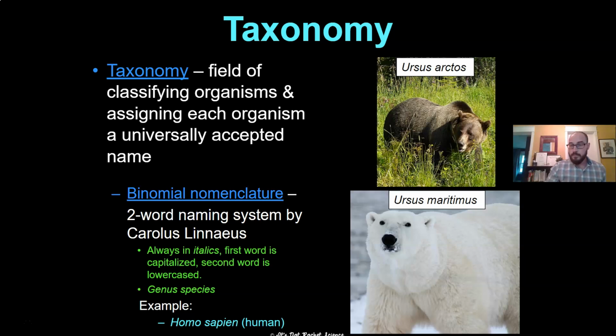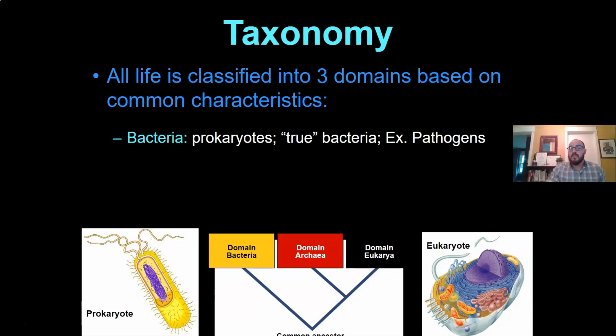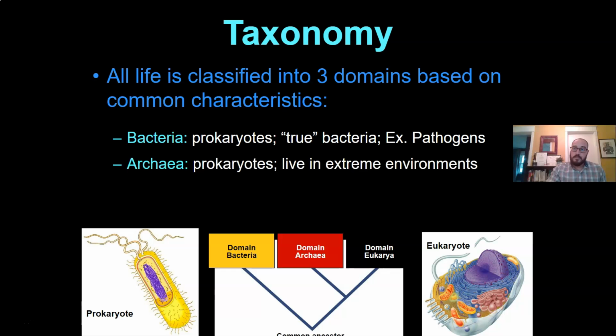All right. So taxonomy. Once again, all life is classified in those three domains based on those common characteristics. We studied these. The bacteria are prokaryotes. They do not have a nucleus or membrane-bound organelles, and they can get us sick. They can also make yogurt. Archaea, these are also prokaryotes, but they live in really extreme environments. And remember, they do share a little couple things in common with eukaryotes, and that's why they're more closely related.